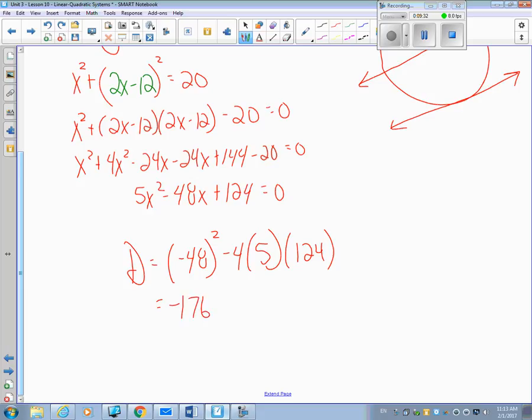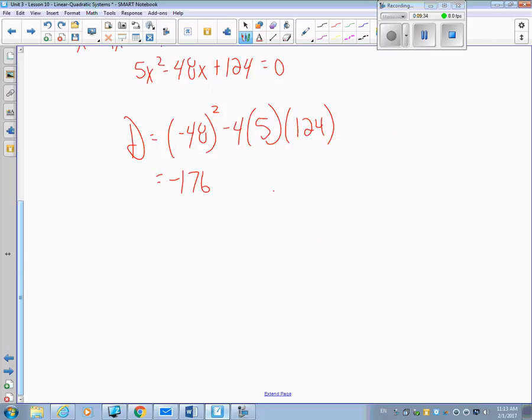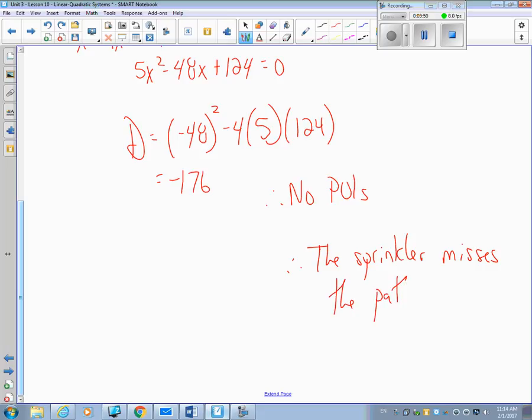What does that tell me about POIs? There are no POIs. Therefore, the sprinkler misses the path. You can walk in that path and you won't get wet. So we're using the idea of discriminant, but in a system of equations.